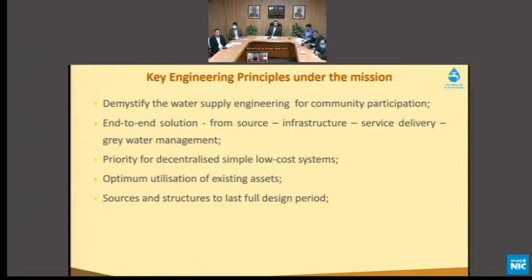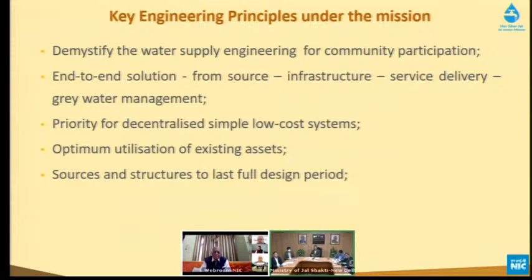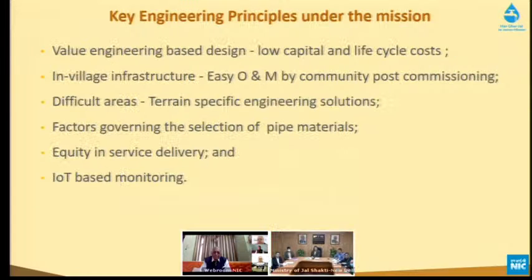And the last point is sources and structures. They have to last for the full design period. There is a design period concept. We all are aware of that. 15 years, 30 years. So all our structures and sources have to last for this complete period. And two of my colleagues will be speaking about that later on in the program. Next slide, please.